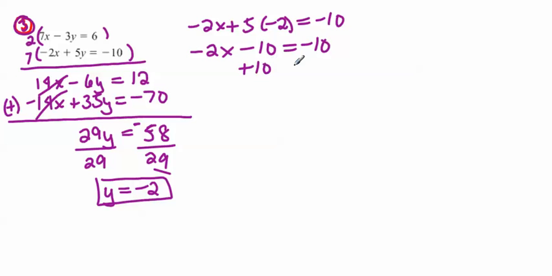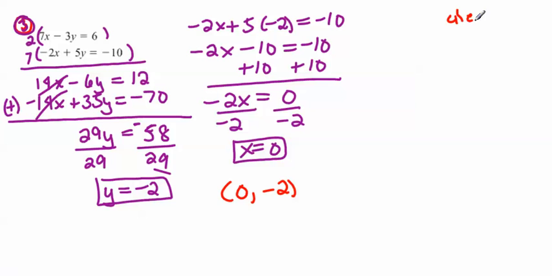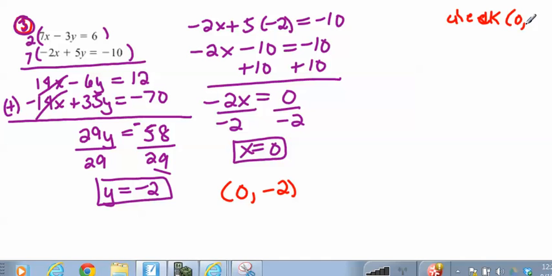Add 10 to both sides. I get negative 2x is equal to 0. Divide by negative 2. When you divide 0 by anything, it's just 0. So as an ordered pair, 0, comma, negative 2. Now we're going to check to make sure that it's correct. So we're going to check 0, negative 2.